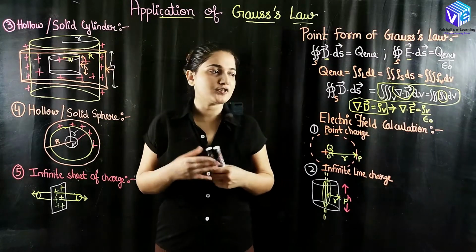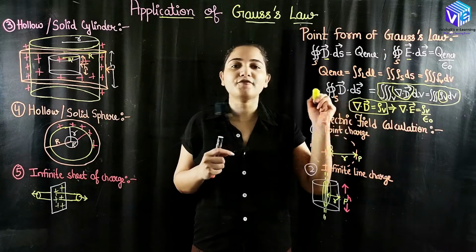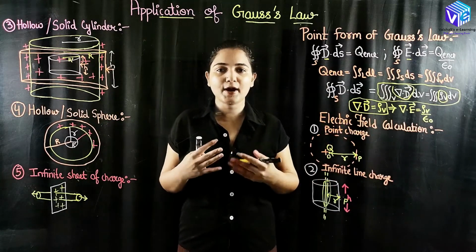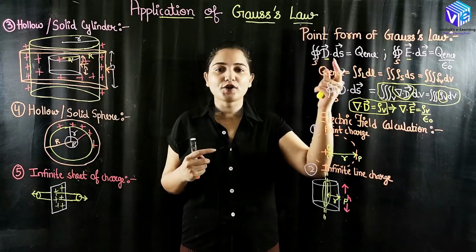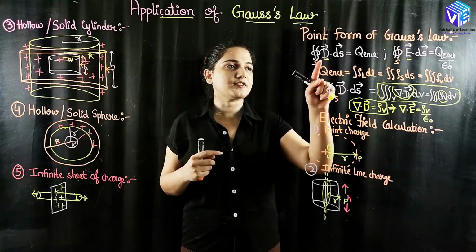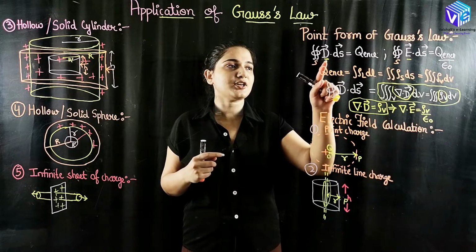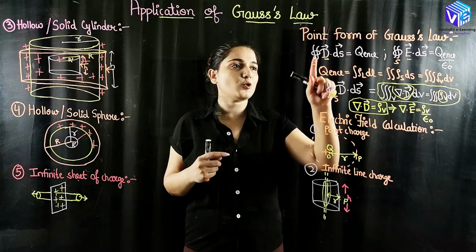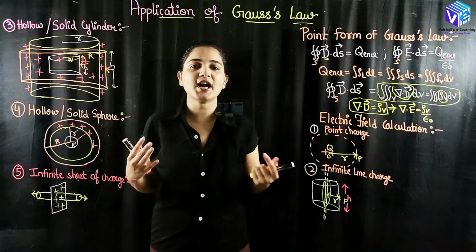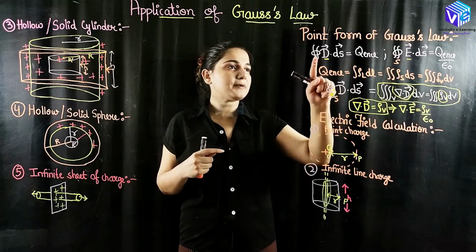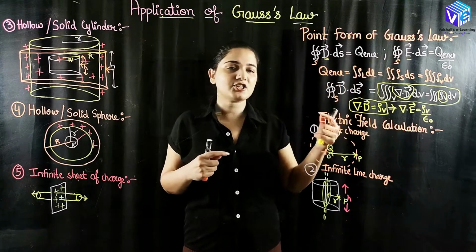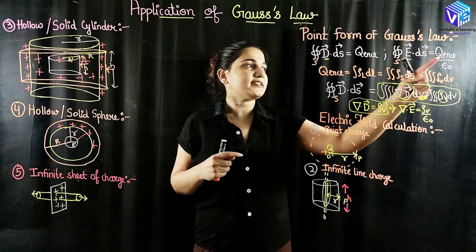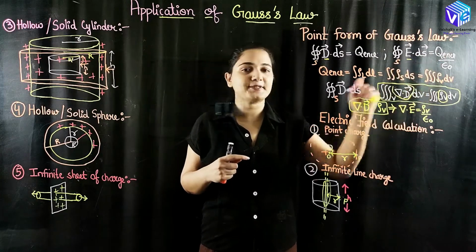The point form of Gauss's law can be represented in terms of divergence of D equal to rho V, and we will see how it came out. According to Gauss's law, the closed surface integration of D dot ds is equal to the charge enclosed. I can also represent this formula in terms of electric field intensity: the closed surface integration of E dot ds is equal to Q enclosed upon epsilon naught.